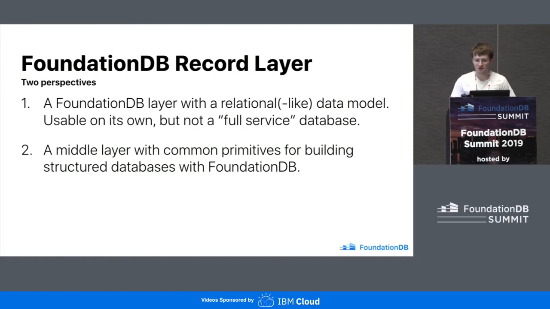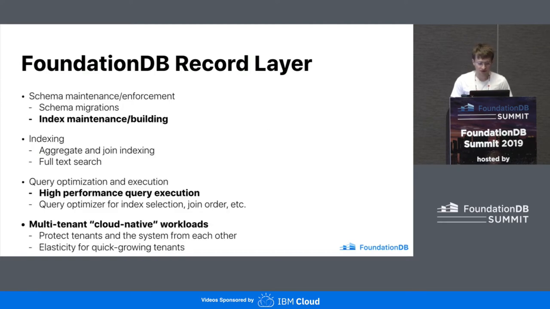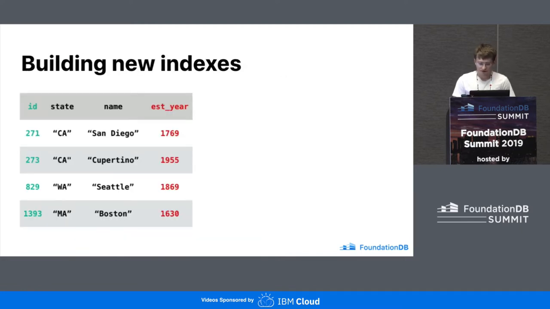And so I'll try and walk you through a couple of things, and I'm going to focus in on three particular areas: index maintenance, high-performance query execution on FoundationDB, and these multi-tenant workloads, to try and give you some perspective on how the record layer helps to solve these problems. So building indexes, this is the bread and butter of a database. Here, suppose we have a whole bunch of city records with a state, name, and the year that they were established. We already have all this data, and we're trying to add an index on the established year, and of course we want the ID included in the index so that we can look up the primary record data.